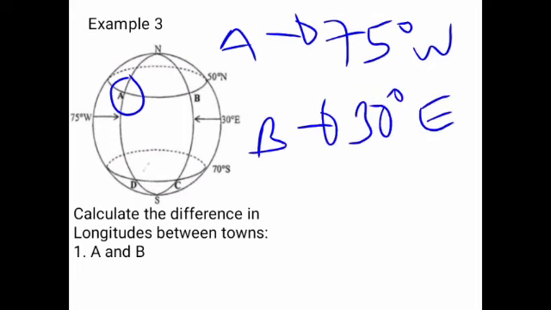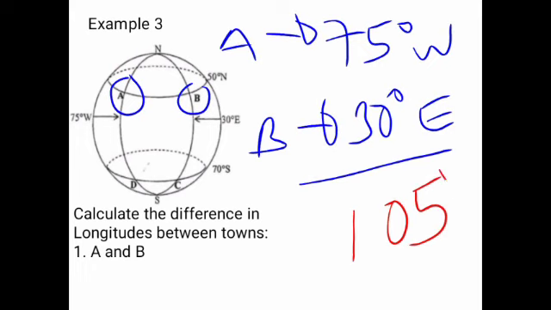And point B is lying on 30 degrees east. And you can see that the two points or towns are lying on the same latitude, 50 degrees north, but different longitudes. Because they're heading in different directions, all we have to do is simply add the two. So we are going to have 75 plus 30 degrees. What is 75 plus 30 degrees? That is going to give us 105 degrees.